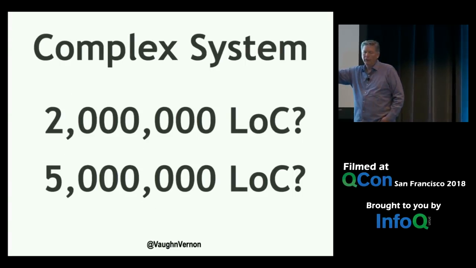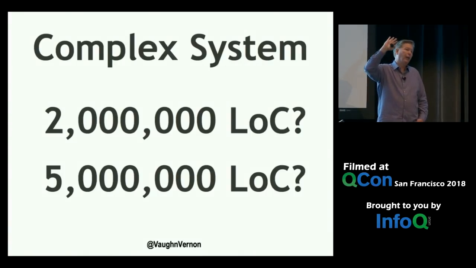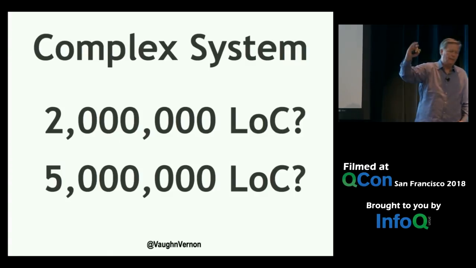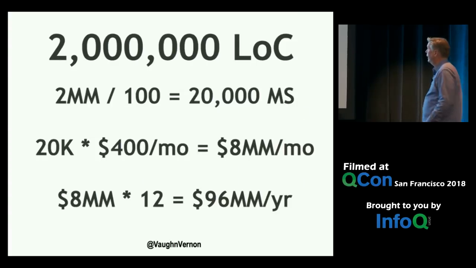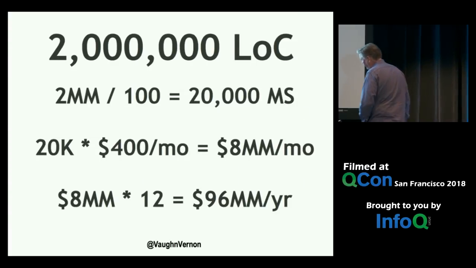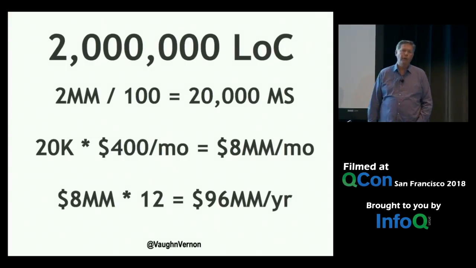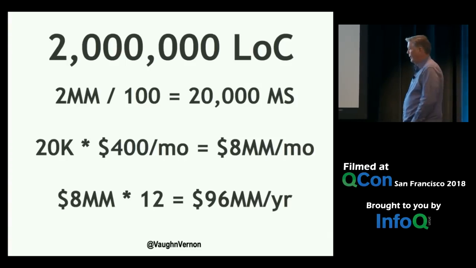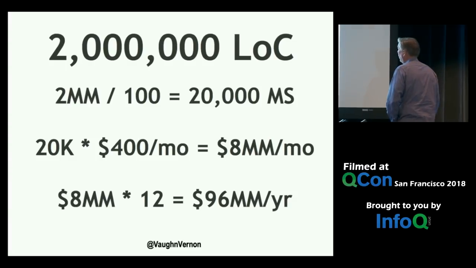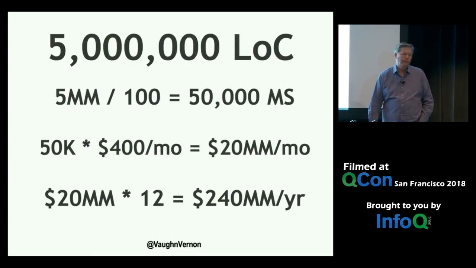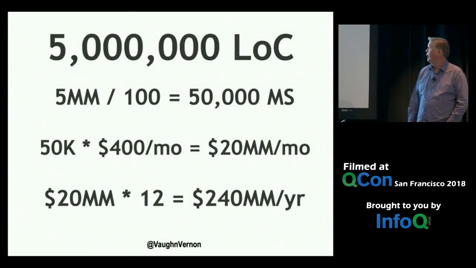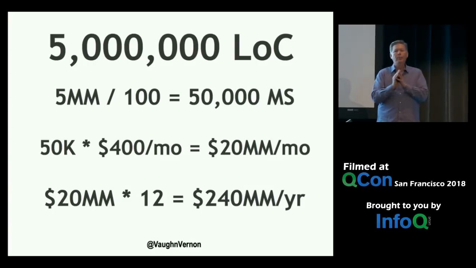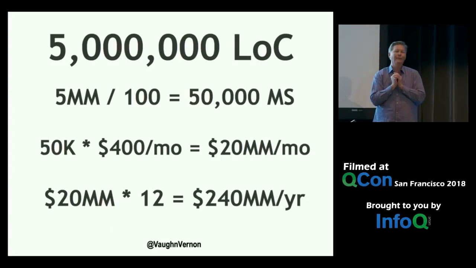And so what is a complex system? Now, I'm not saying you would necessarily create 2 million or 5 million lines of code purely through microservices, but if you did, just think about it from this aspect, right? A 2 million lines of code system, that's 20,000 microservices at $400 a month, that's $8 million a month, $96 million a year. Or let's say we're up to 5 million lines of code, that's 50,000 microservices. So all that I'm saying here is, before you jump down that path, think about it, okay?